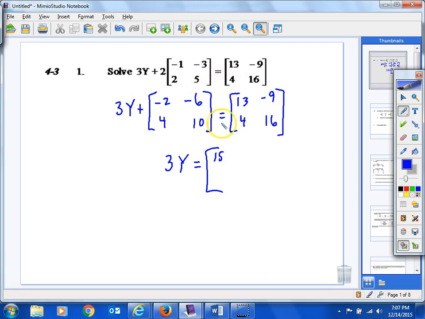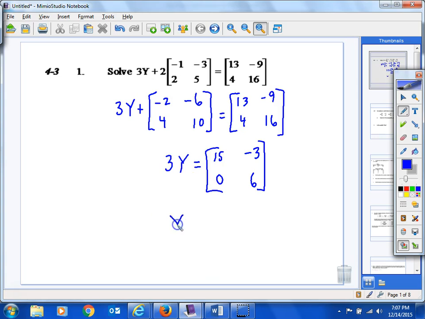-9 minus -6 is -3. 4 minus 4, of course, is 0. And 16 minus 10 is 6. And it does matter that you subtract in that order. It's this matrix minus this matrix. And now it's pretty simple.